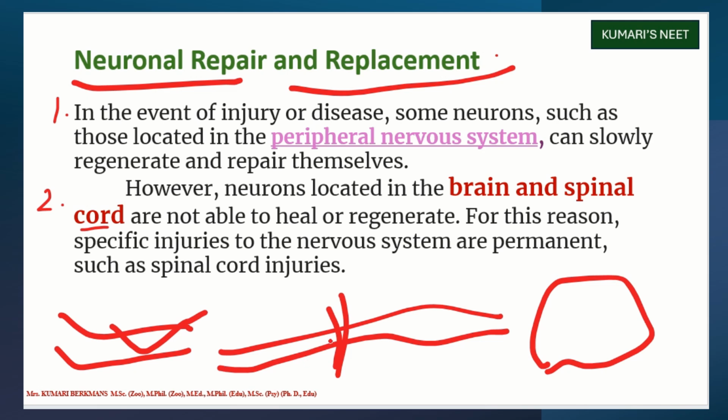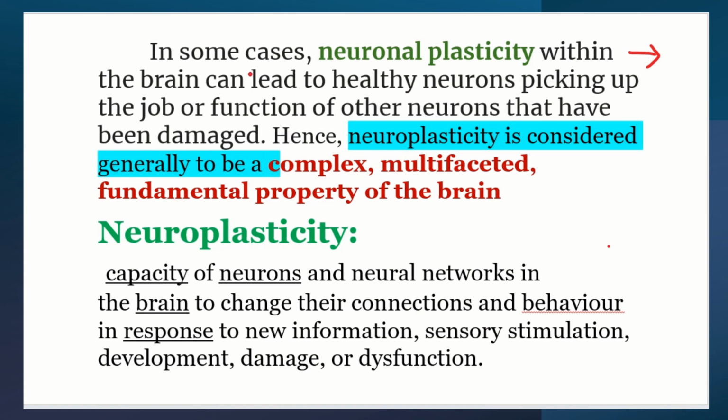But there are some cases. For example, in the peripheral nervous system, if there is any damage, or if it is affected by any disease or injury, this peripheral nervous system can repair itself. They can regenerate or repair by themselves. Which one? Peripheral nervous system. But in the central nervous system, that is the brain and spinal cord, if any damage occurs, it is not able to heal or regenerate, okay. So make a note.